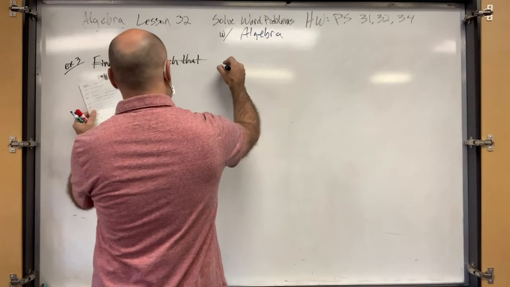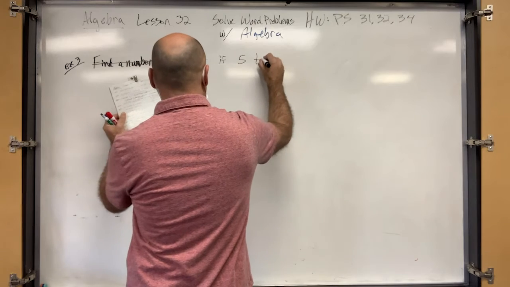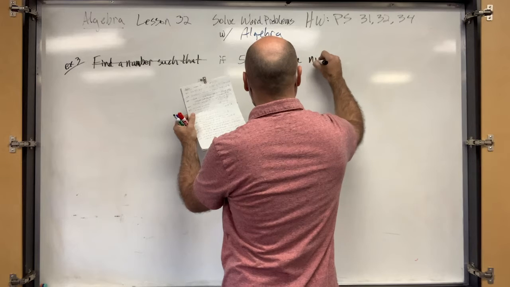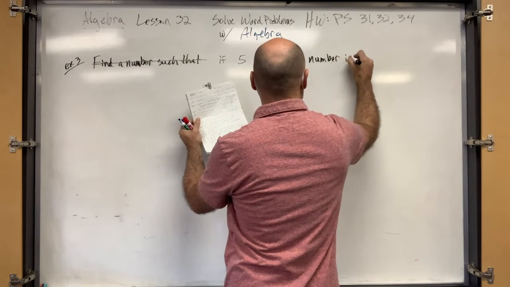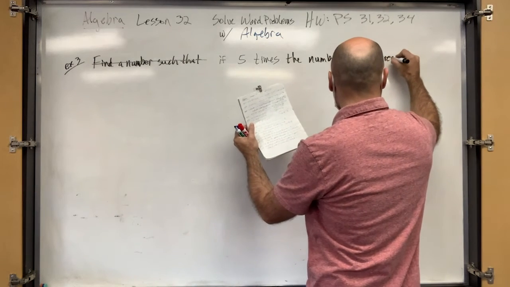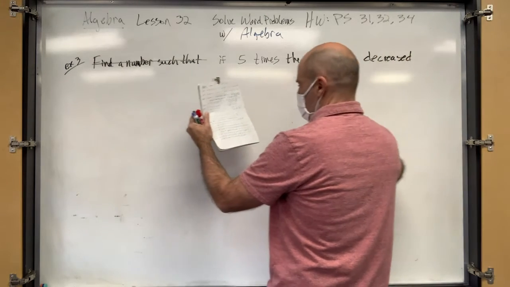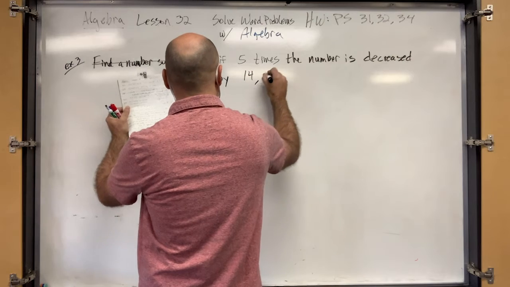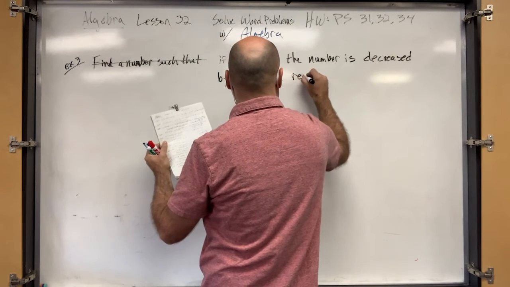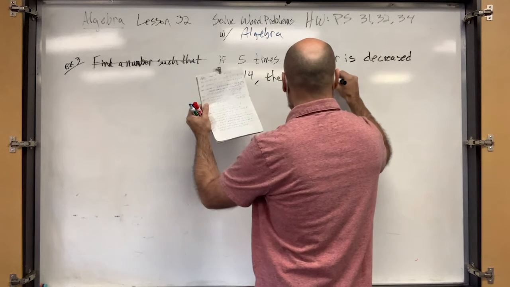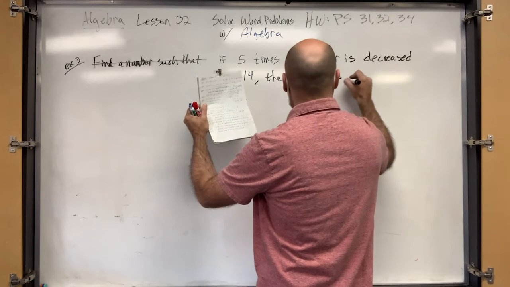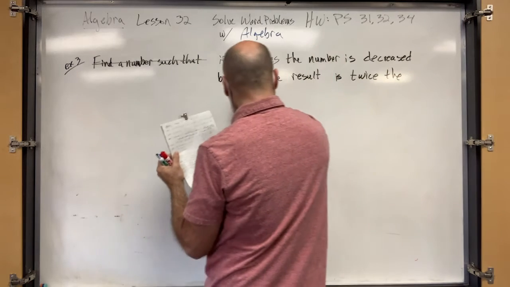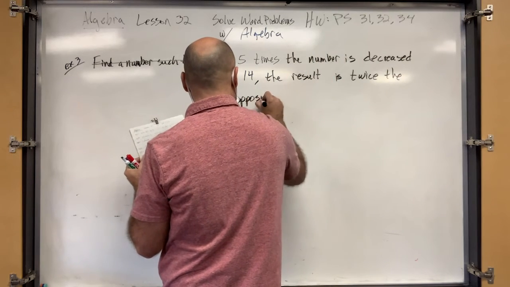Find a number such that if 5 times the number is decreased by, okay, you can use fancy words, I can handle it, by 14, the result, okay, I get that, is twice the opposite of the number. Okay, a little weird, but I got it.